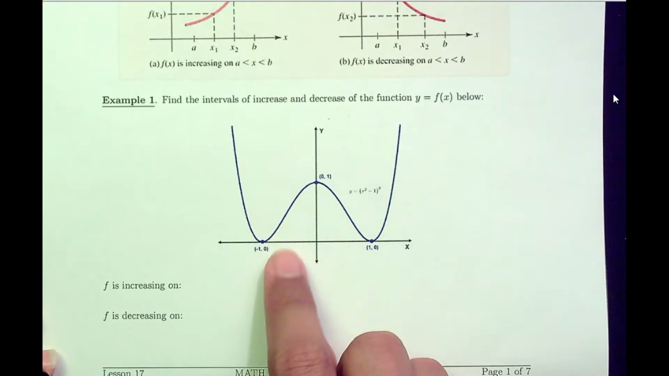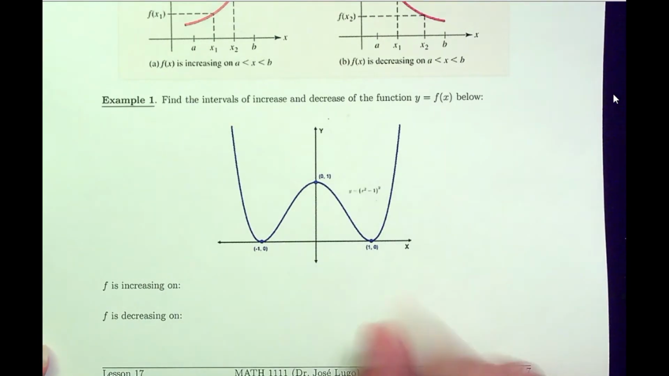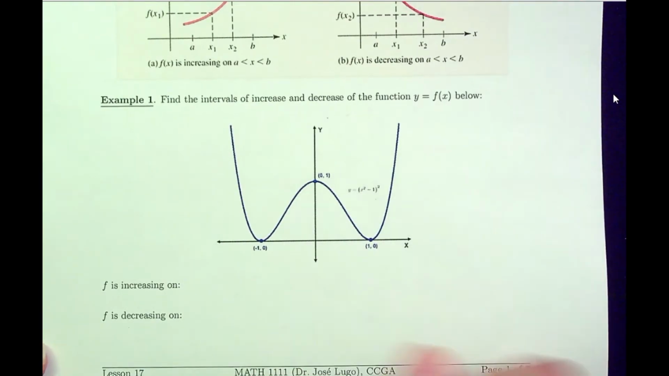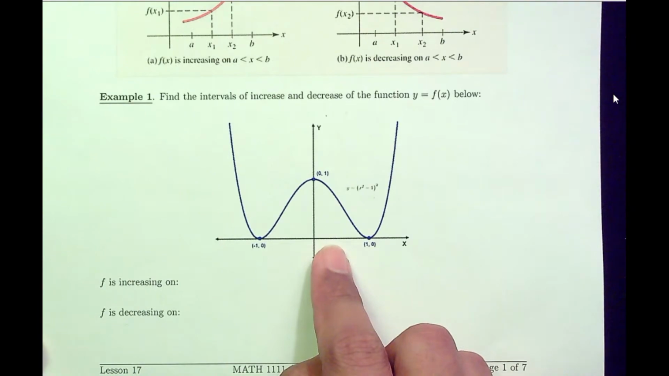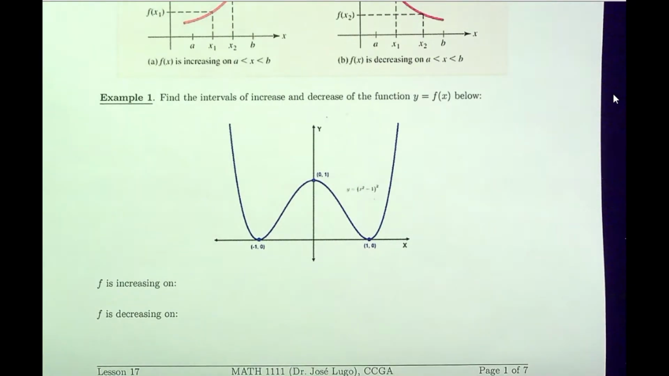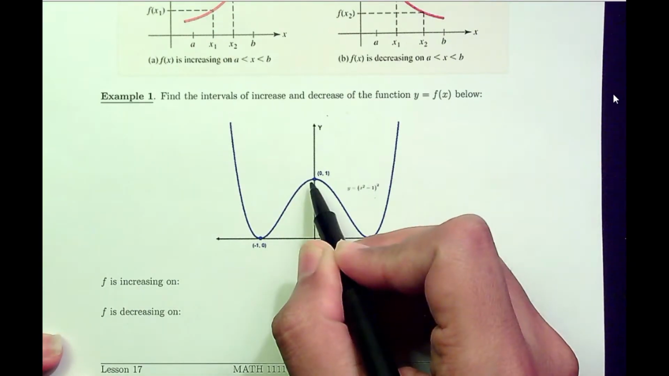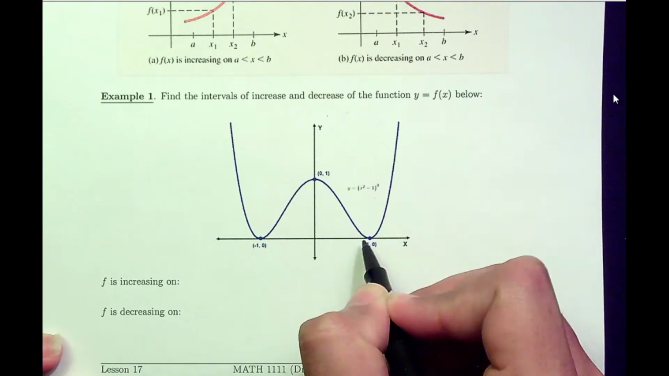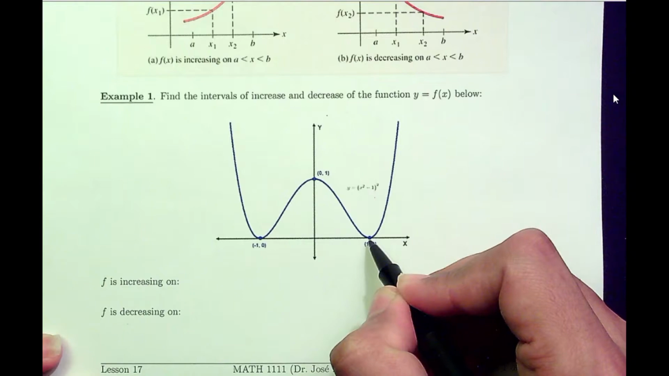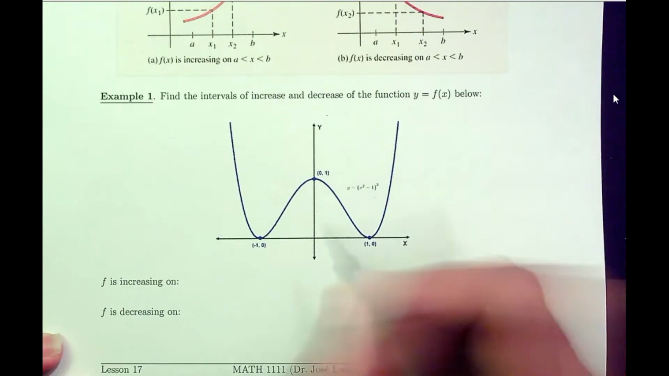So let's do that for this graph. This graph looks like a W. The question is, find the intervals in which this graph increases or decreases. Okay, so we're going to break it up. Note that in this piece right here, it increases. This piece decreases. On this piece, it goes down, so it decreases. After this point, it goes up again, so it increases. So we can classify each and every part of this graph like that.